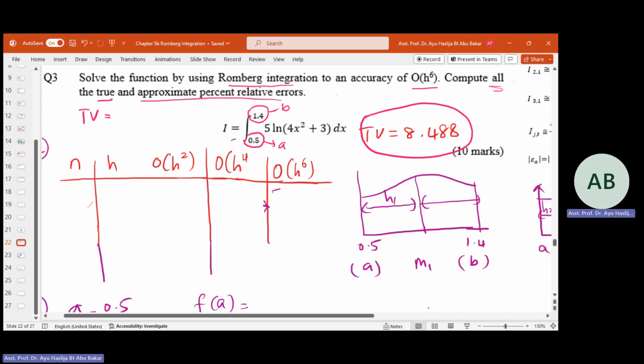Now, it asks you to find up to O(h^6). We need to know how many data points that you need. What is the data set? O(h^6), so that is integration level what? Level 3. Okay, integration level 3. I would advise you to draft this kind of table in order for you to know how many data points that you need.